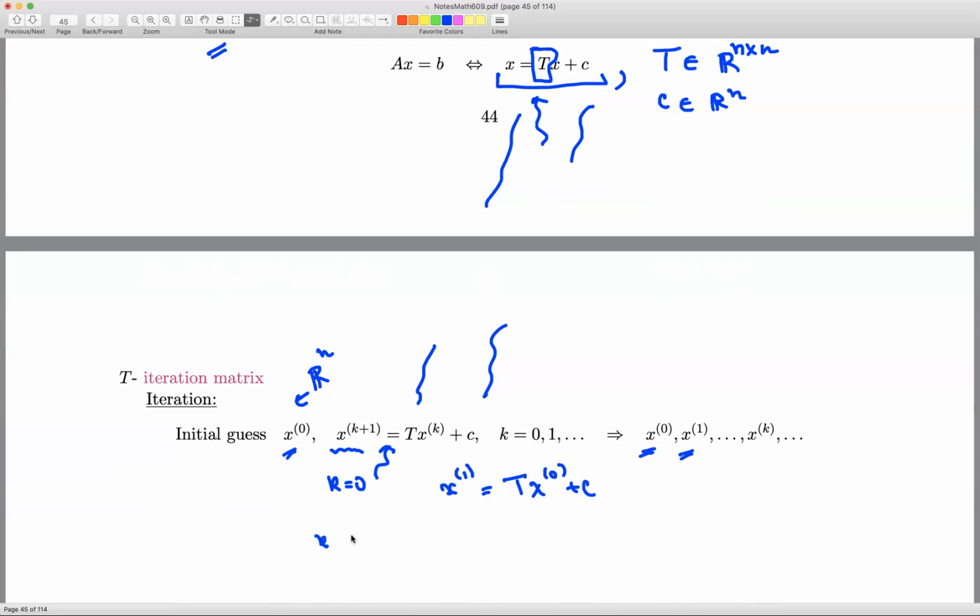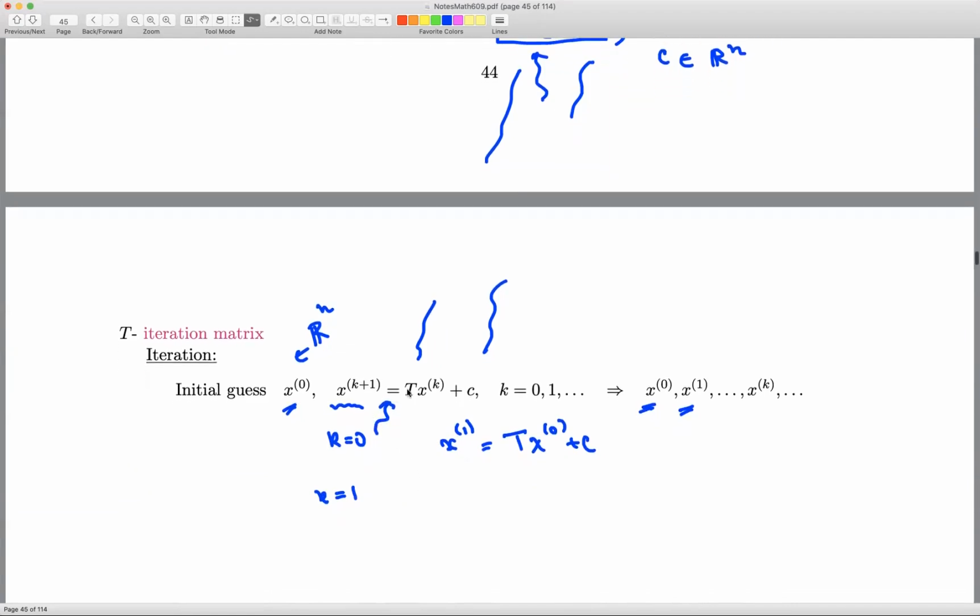Then if we look at the iteration when k is equal to 1, and substitute k equal to 1 into the equation, we have that x2, which is the next vector of the iterative procedure, is equal to T applied to the vector x1, which we have already obtained, plus c. And this way now we have the next vector of the iteration, x2, and so on.